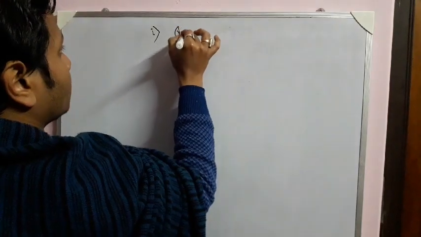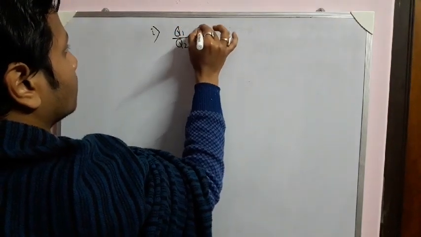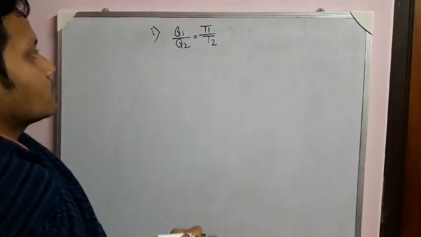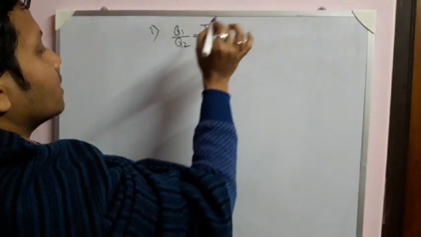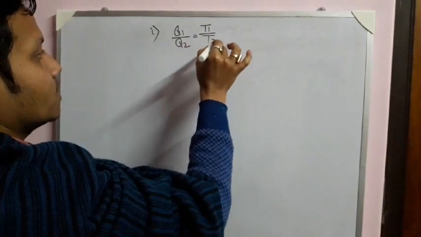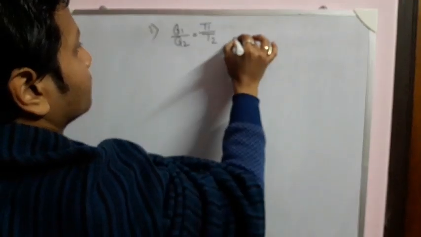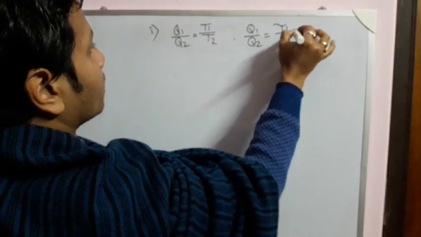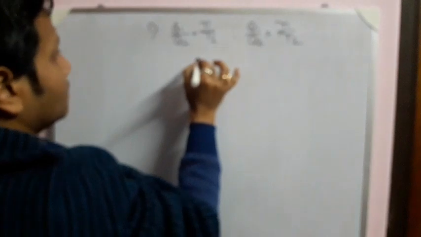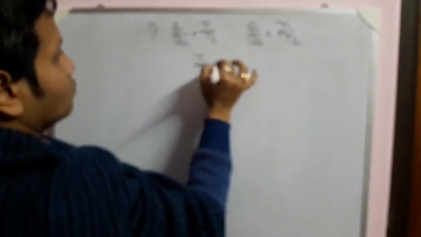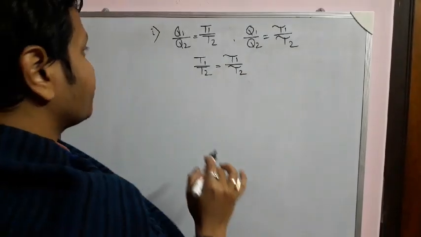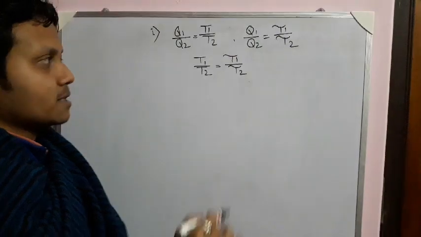we have Q1 upon Q2 equals T1 upon T2, where the reversible Carnot engine absorbs Q1 heat from a source at temperature T1 and rejects Q2 heat to a sink at temperature T2. For the Kelvin scale of temperature we get Q1 upon Q2 equals tau 1 upon tau 2, and from that we see that T1 upon T2 equals tau 1 by tau 2. So this is one similarity that we found: the ratio of any two temperatures in both the gas scales is equal.